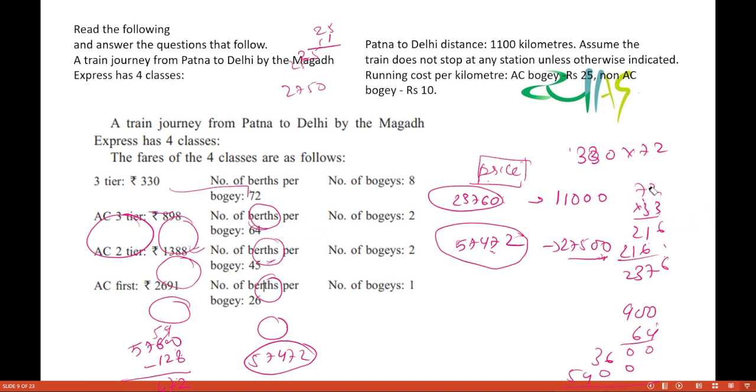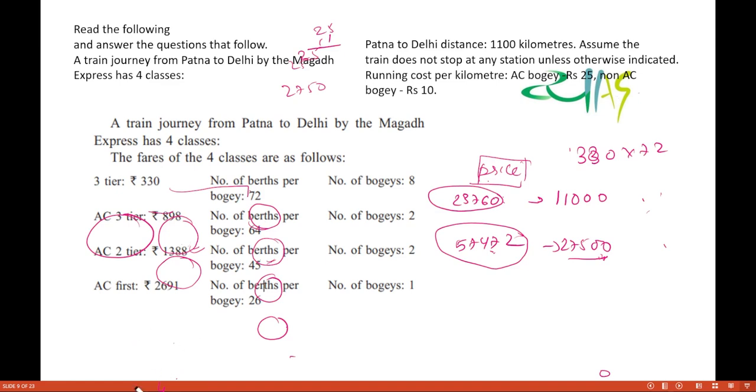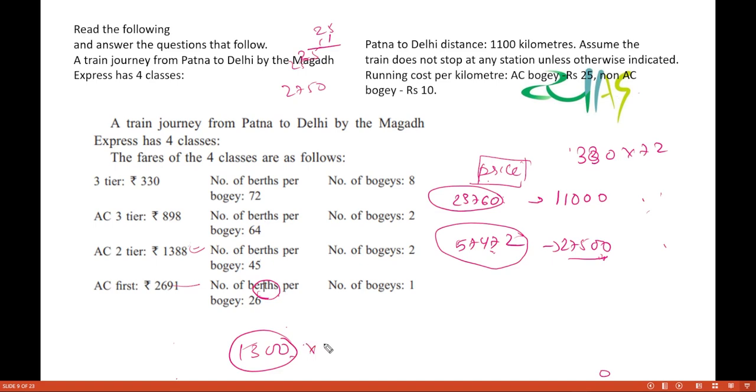Okay, and similarly, see, data interpretation kind of questions can be asked in many examinations. Okay, and this is from a very reputed CAT book. So that means we have to do these kinds of questions. So you have 1388, and you have 45. So I'll take 1300 into 45. Let us do it. So what is 45 into 13? This will be 135 and this will be 45.